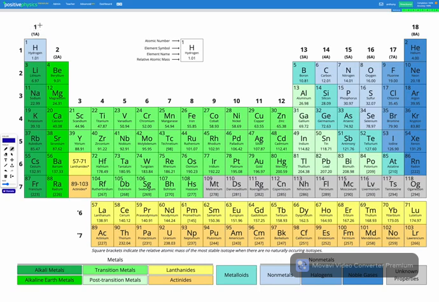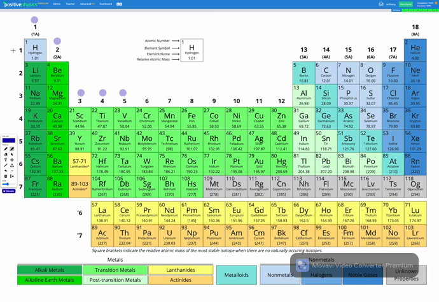Along the top, you can see these numbers: 1, 2, 3, 4, 5, etc., all the way up to 18. Those are our group numbers. This is the modern numbering system. In brackets underneath, you can see 1A, 2A, and then it skips 3 to 12, and then it says 3A, 4A, 5A, etc. That's the older or alternative numbering system. On this website, we're always going to use the modern numbering system, as shown on this periodic table.